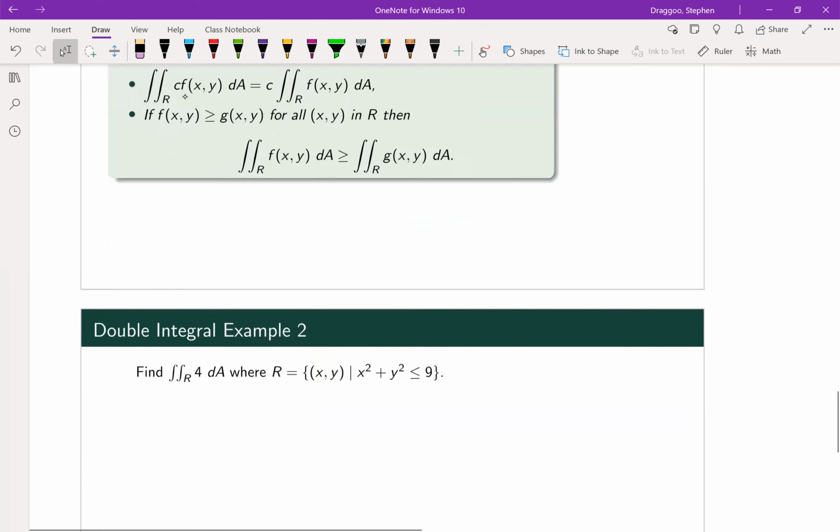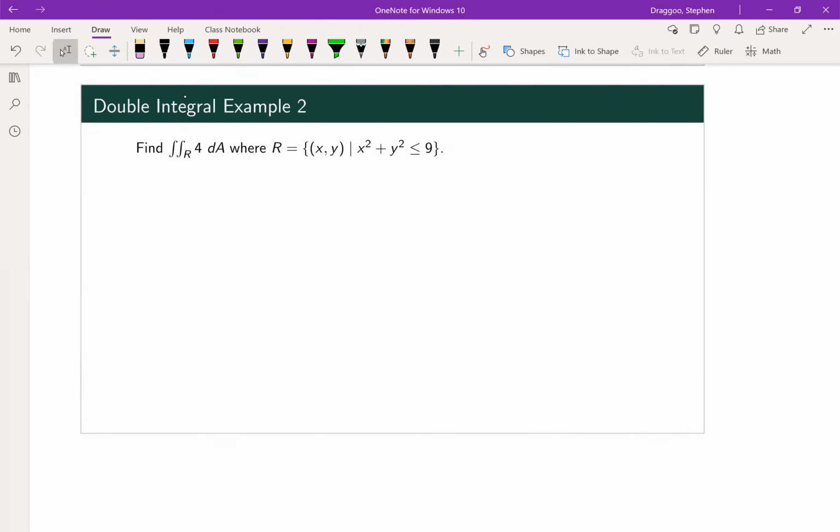All right, and let's take a look at another example. This is one where we are going to want to use just some simple geometry to help us out. So we're going to find the double integral of 4 over a region, where that region is all x and y that satisfy the equation x squared plus y squared is less than or equal to 9.